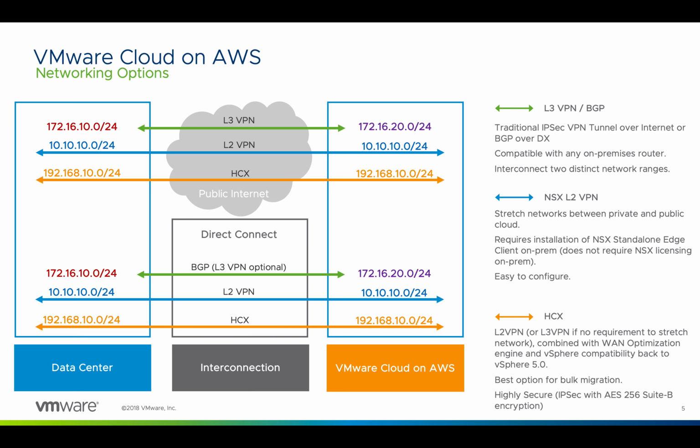HCX is also retro-compatible with legacy versions of vSphere, all the way down to 5.0. And HCX would be a recommended tool for bulk migration. What's also cool is that it's totally reversible. You can bring everything back from VMC to your data center if you want to, as everything is bidirectional. After all, it's vSphere on-prem and vSphere in the cloud, so there's no change to the format of the workload.